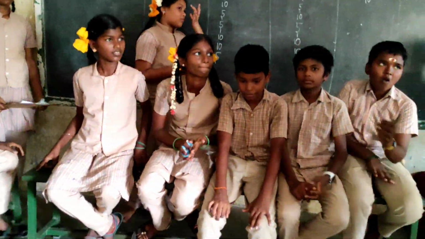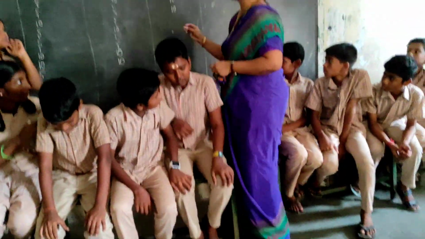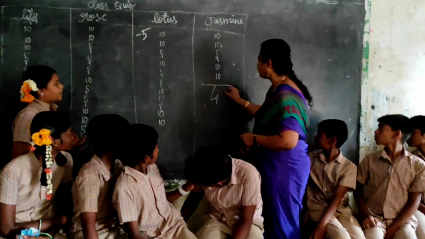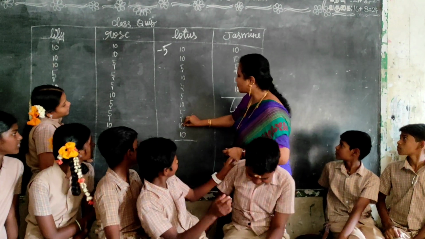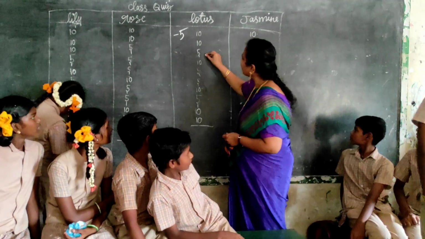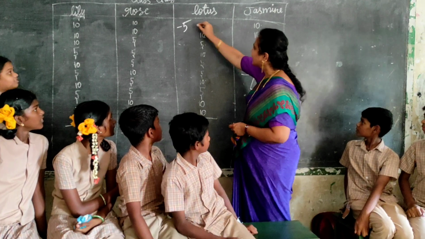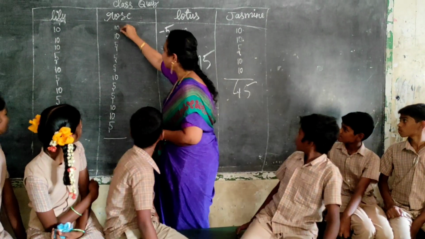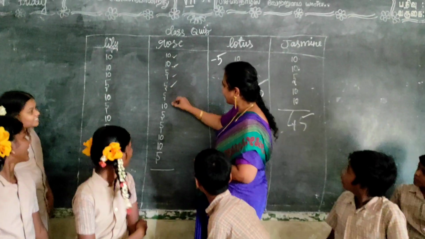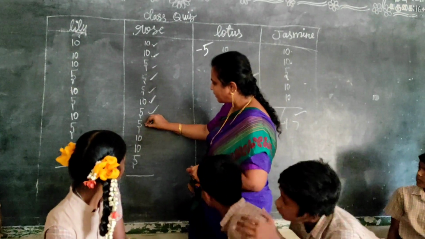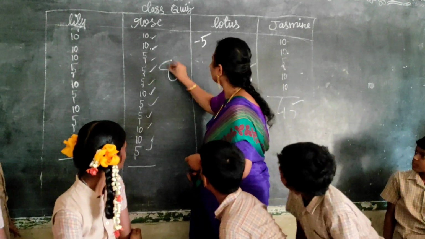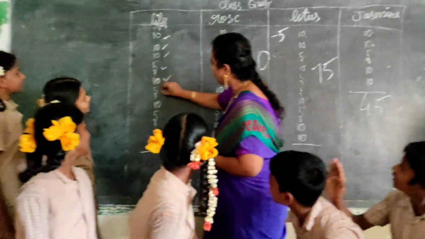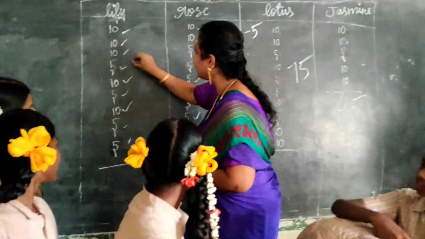Now let us see the scores. 10, 20, 30, 40, 45. 10, 20, 30, 40, 50, 60, 70, 80. 80 minus 5, that is 75. 10, 20, 30, 40, 50, 60, 70, 80. 10, 20, 30, 40, 50, 60, 70.